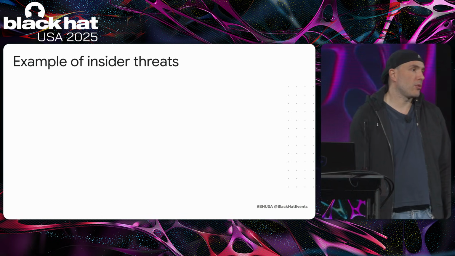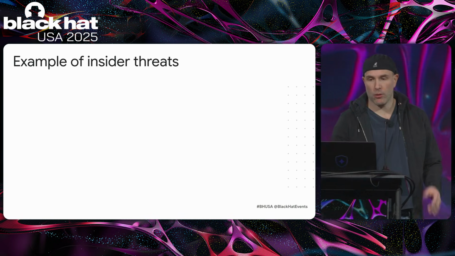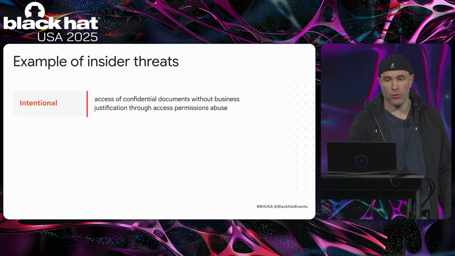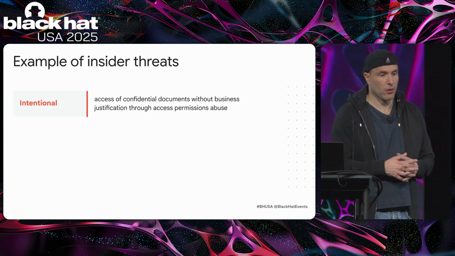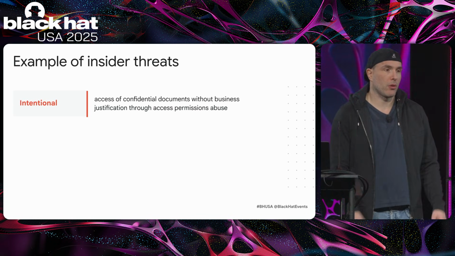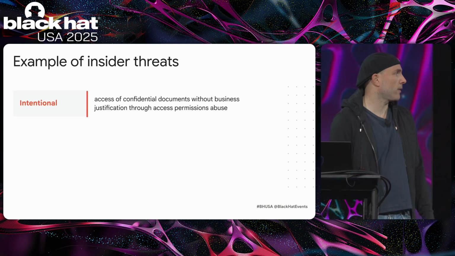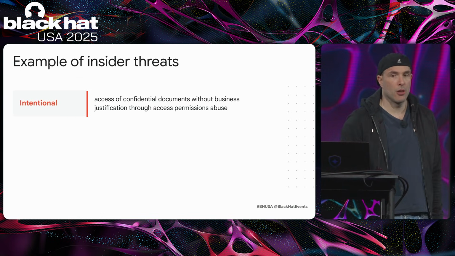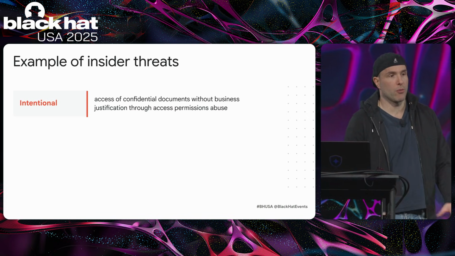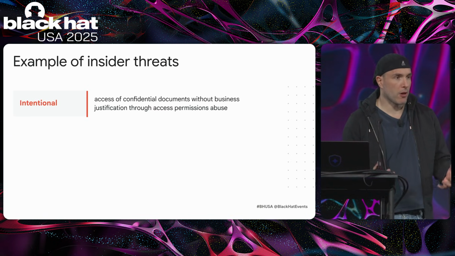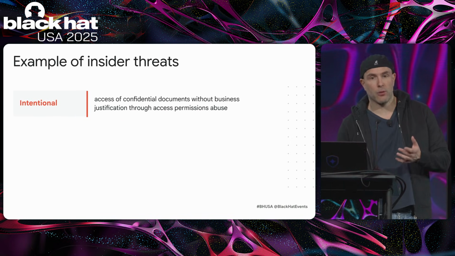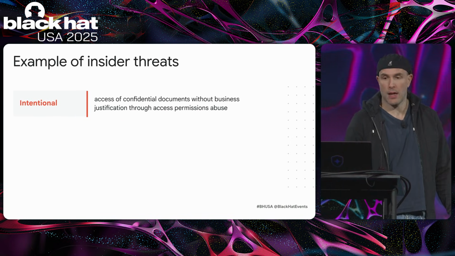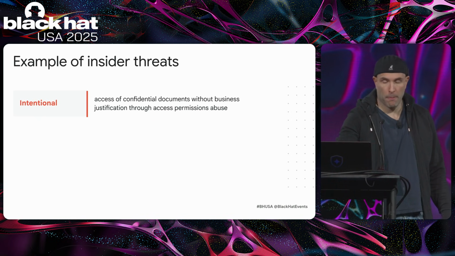Here are a few concrete examples of the type of threat we see, so we're all on the same page. For intentional, we can have access of confidential documents without business justifications through access permission abuse. So it's not a secret. Google uses Workspace to share our data. We use Google Slides, Google Docs, and so forth. And sometimes people share documents to too broad of a group. So you could imagine an insider attacker trying to exploit some of the sharing to access documents it's not supposed to, and further out, exfiltrate some of our trade secrets. That is an intentional abuse of the permission.